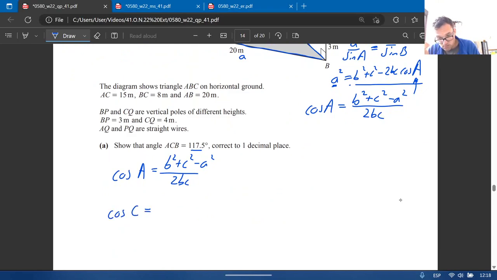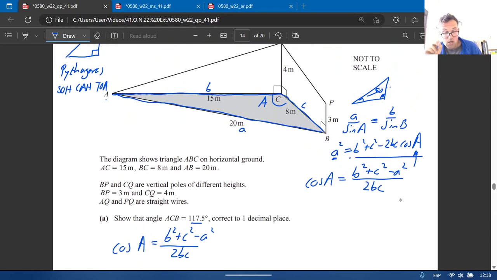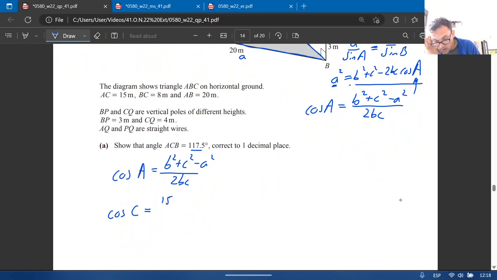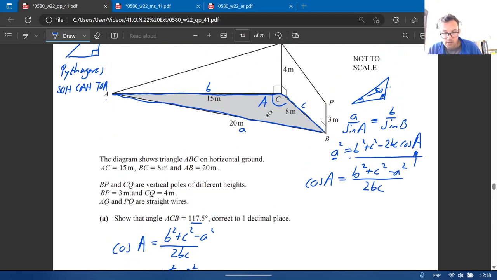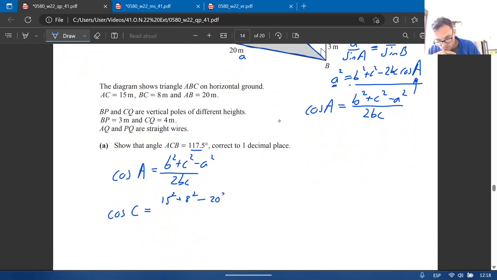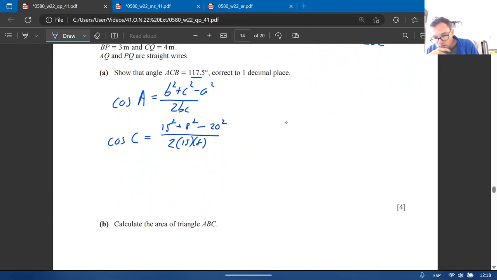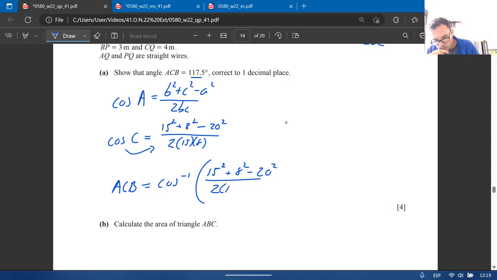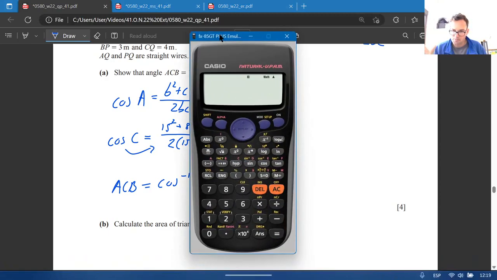So that will give us cos C is the two sides adjacent to the angle, 15 and 8 in any order. So 15 squared or 8 squared plus 8 squared or 15 squared. But the a has to be opposite the angle we want to work out, which is 20 squared. And down here, we have b and c again as 15 and 8 in any order. So to get finally the angle ACB, we need to move the cos over there. That's the inverse, of course. And again, 15 squared plus 8 squared minus 20 squared over 2 times 15 times 8. I like to do it all at once. It's better for the calculator and less confusing.